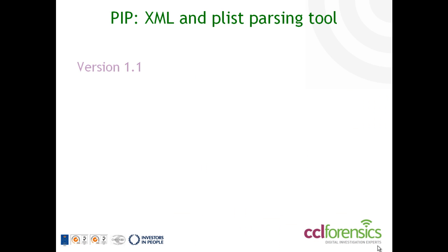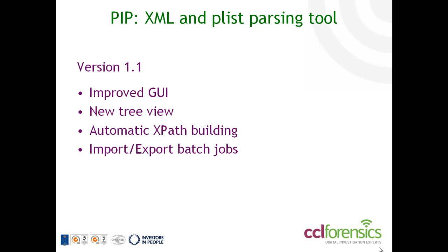In addition to these new features, version 1.1 also introduces a new command line interface, so that you can integrate PIP's processing capabilities into batch scripts or other toolchains.